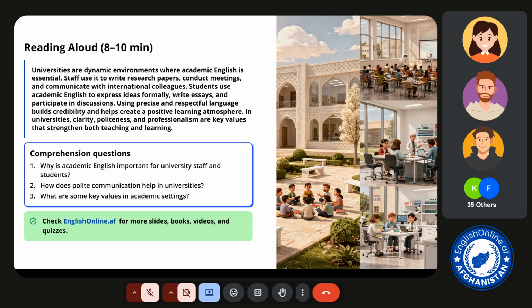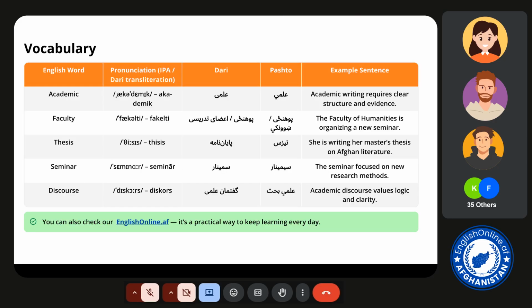What are some key values in academic setting? In universities, clarity and professionalism are key values that strengthen both teaching and learning. Yeah, thank you so much. And you're completely correct. Let's move on to our next slide. And that's going to be our vocabulary slide where you guys will learn new words, new vocabulary related to our session on our title. Okay, here we have the vocabulary.